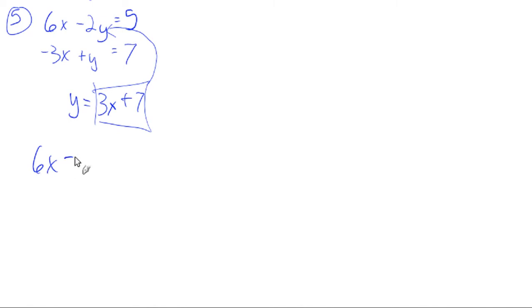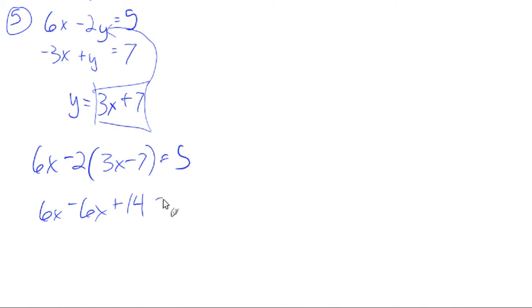So we get 6x minus 2 times our substitution for y, which is 3x plus 7. That equals 5. 6x minus 6x minus 14 equals 5. So 6x minus 6x is 0. Minus 14 equals 5. So negative 14 equals 5. Now, 14 does not equal 5. We know that for sure. So what are we supposed to make of this?